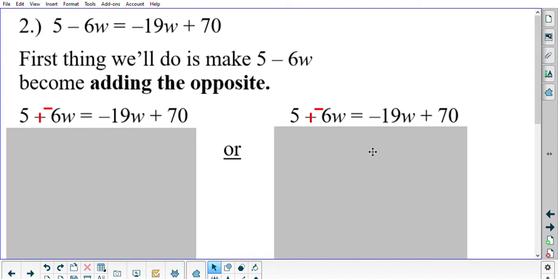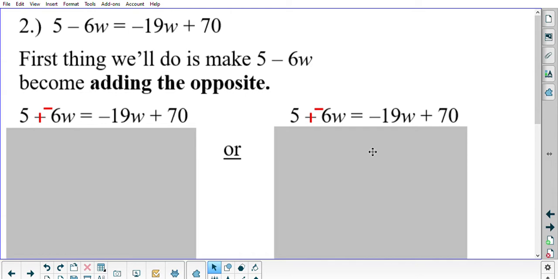And I would bet if your parents are good at math and they still remember how to do this, they probably wouldn't make subtraction adding the opposite. I bet students in Algebra 1 or Algebra 2 or other higher levels of math probably don't make subtraction adding the opposite anymore. But at the pre-algebra level, I think for your beginning experience with variables on both sides, it's going to be helpful for you to make the subtraction become adding the opposite.